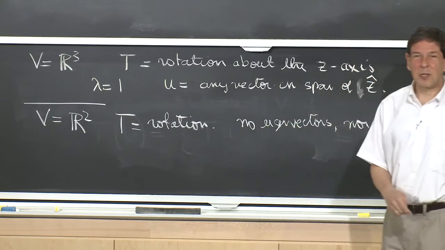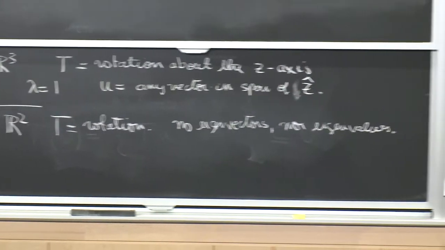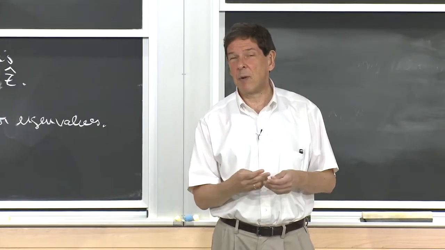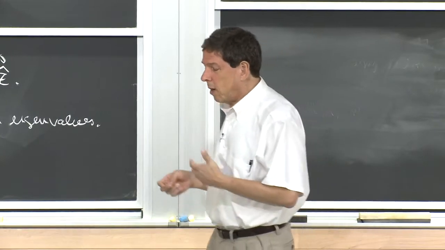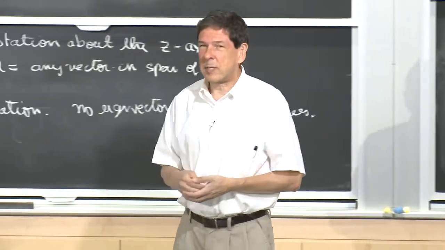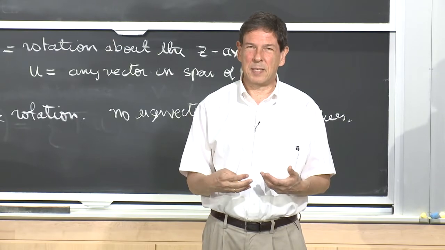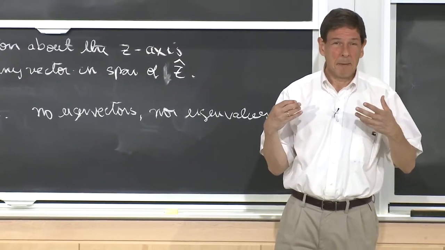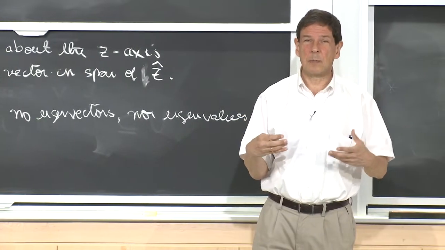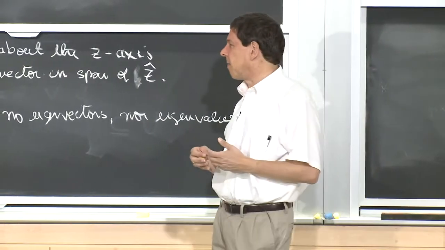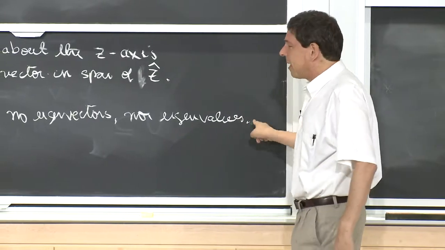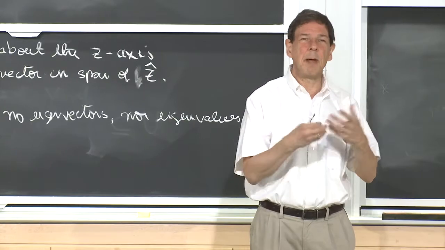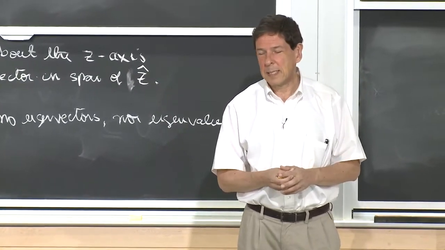So real vector spaces have this complication. They sometimes have very few eigenvectors and very few eigenvalues. So this is one reason we are interested in going to complex vector spaces. In complex vector spaces, things will be more interesting. There will always be at least one eigenvalue, which is progress, and many times for nice operators there will be many eigenvalues and many eigenvectors, as we will see.